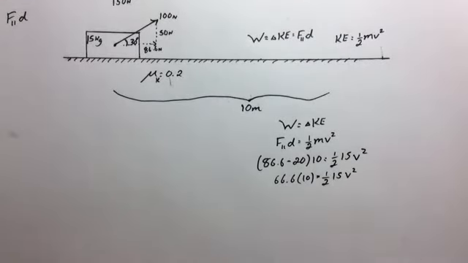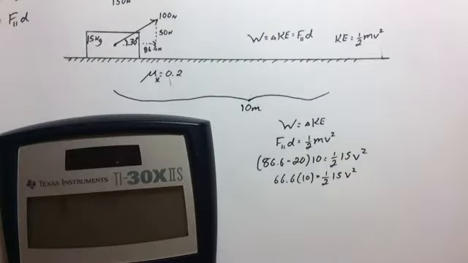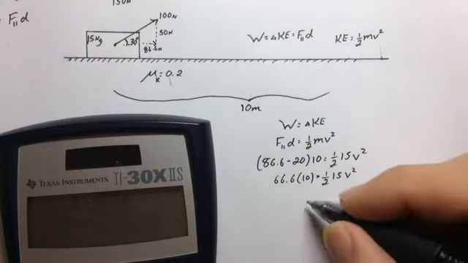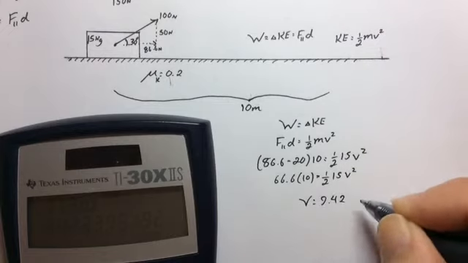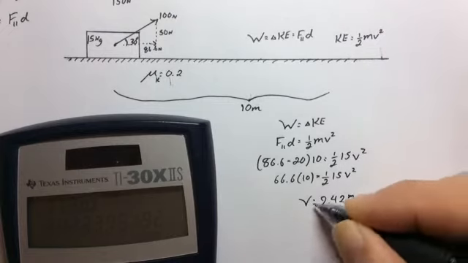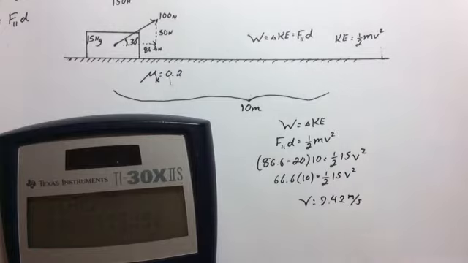And now this makes it pretty easy. So we have 66.6 multiplied by 10, so now it's 666. We're going to multiply by 2, and we're going to divide by 15, and then I'm going to square root that. And our final velocity is equal to 9.42 meters per second. Okay? And that should be okay.